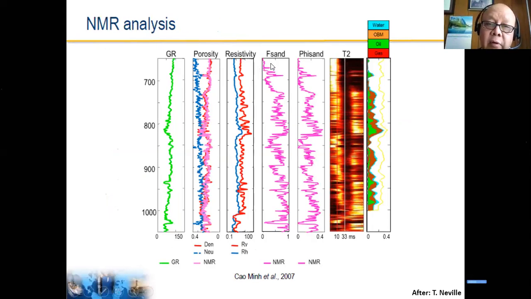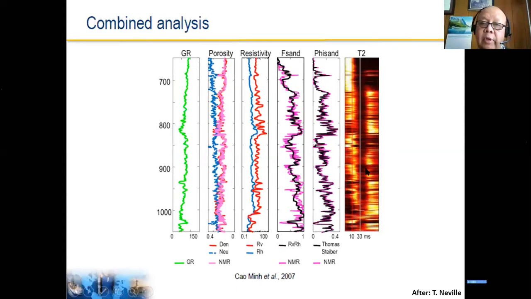Okay, so fraction of sand in this purple color is the NMR fraction of sand computed from NMR, and the porosity of sand computed from NMR, and then this is the evaluation based on NMR. Combine them all together. So we have the fraction of sand from NMR and the fraction of sand from the Thomas-Stieber method. Here is the fraction of sand from NMR and the fraction of sand from RVRH. So they are tracking quite well, which indicates that the NMR can be used to determine the fraction of sand and fraction of shale.